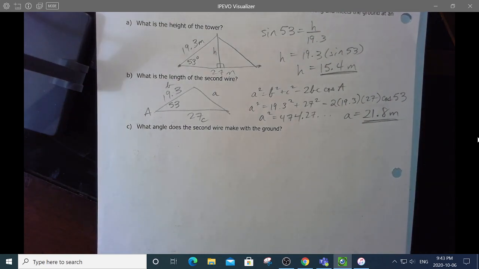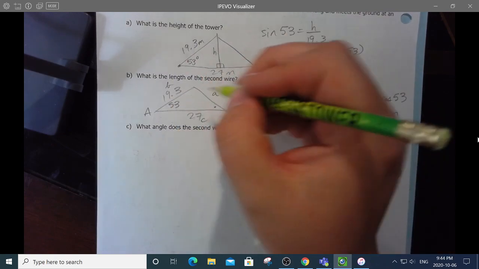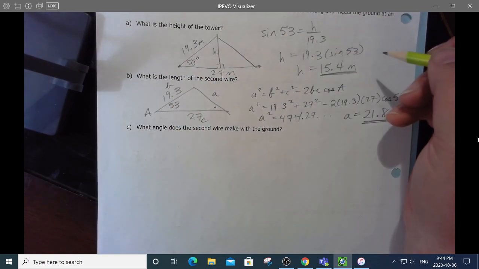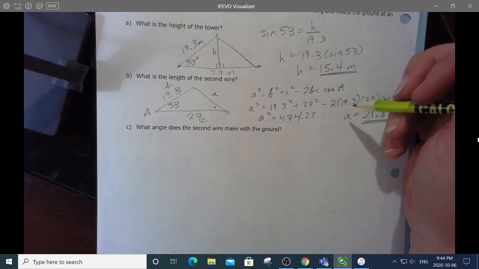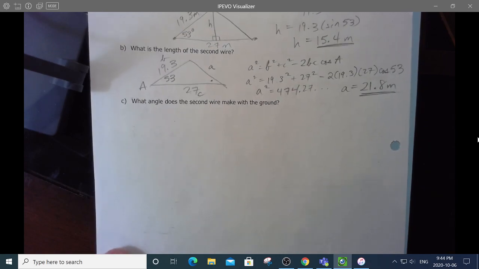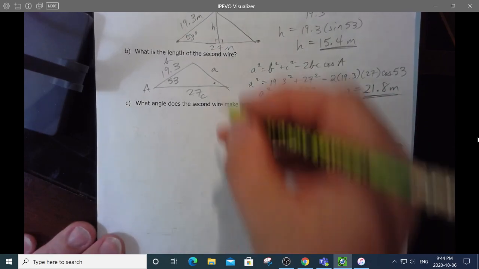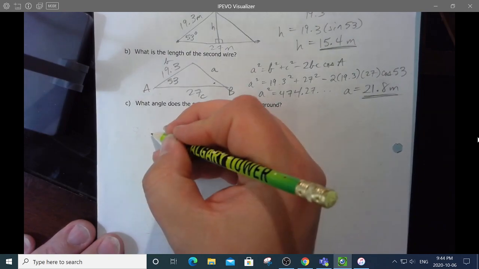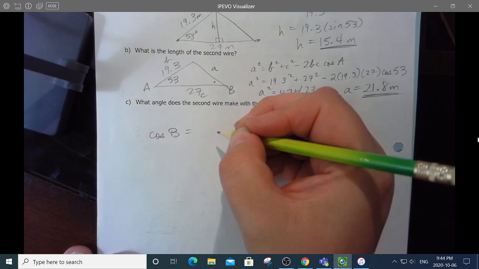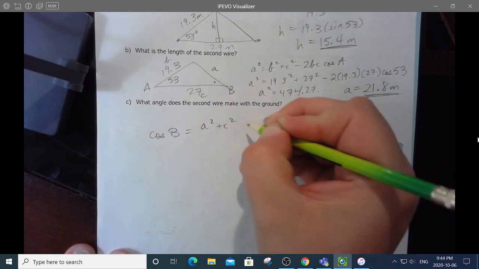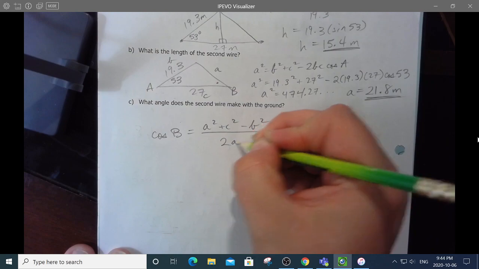All right. Finally, what angle does the second wire make with the ground? I would like this angle. Now that I know an angle across from a side, I can use either sine law or cosine law. Really, it wouldn't matter which one. I could do it either way. You know what? This lesson was about cosine law. Let's do cosine law. Let's call this angle B, which means that the cosine of angle B, do you remember how the formula works? It would be the other two, so that'd be A squared plus C squared minus B squared all over 2AC.